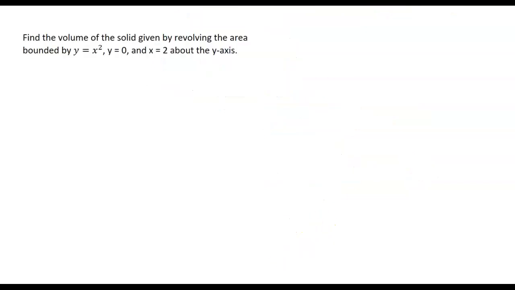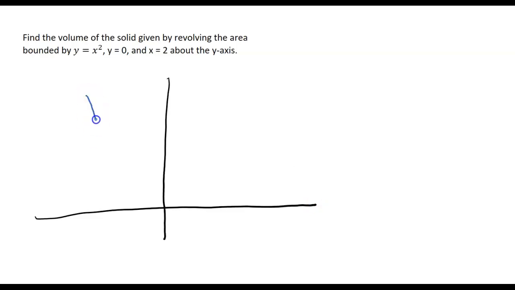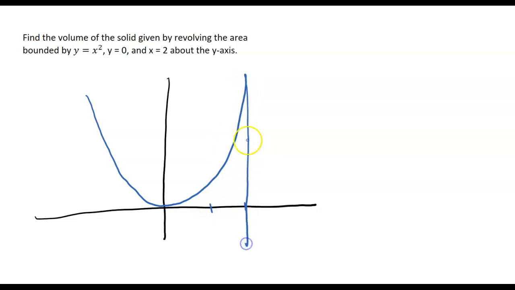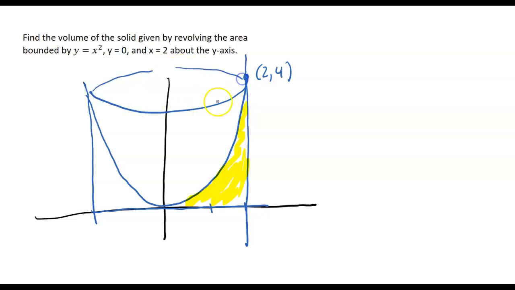All right, let's do one more example. This time we're going to work with y equals x squared, which is our basic parabola, and x equals 2, which is a vertical line. And this point here is going to be at 2 comma 4, and we're going to y equals 0, which is the x-axis. So we're going to take this area right here, and we're going to rotate it around the y-axis. It's going to go around like this.